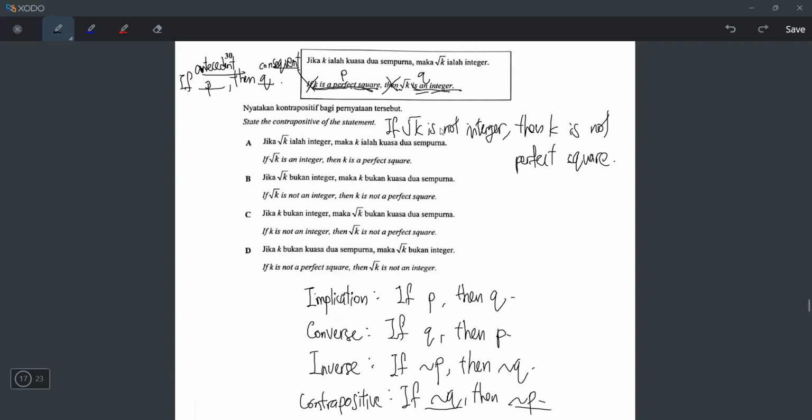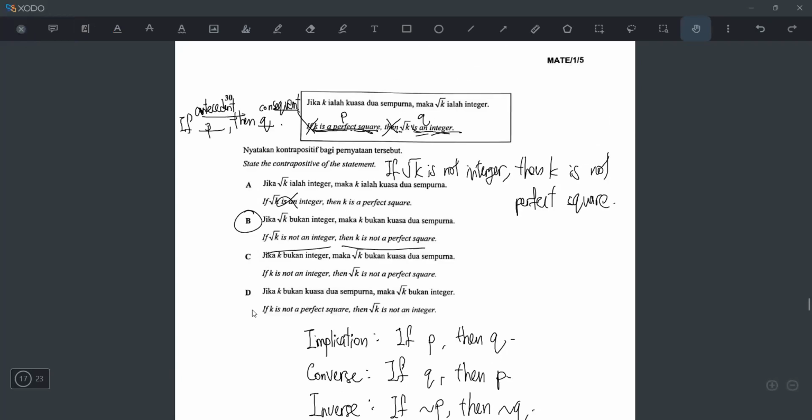So A, B, C, D, which one is the answer? Wrong. B is it? K is not integer. No, this one doesn't have square root. This also wrong. B, K is not. Yeah, looks the same, right? The same. Okay, so that's the answer.